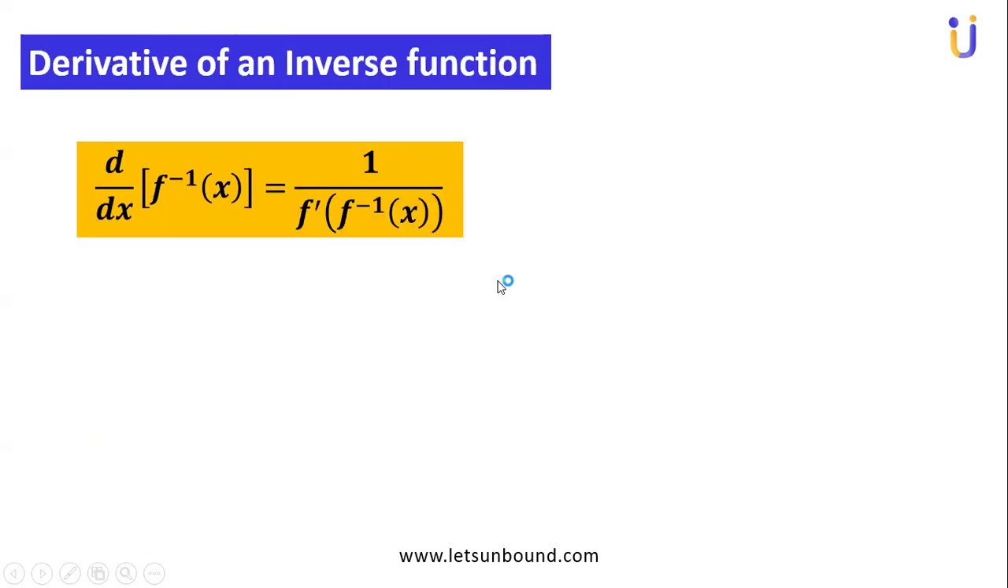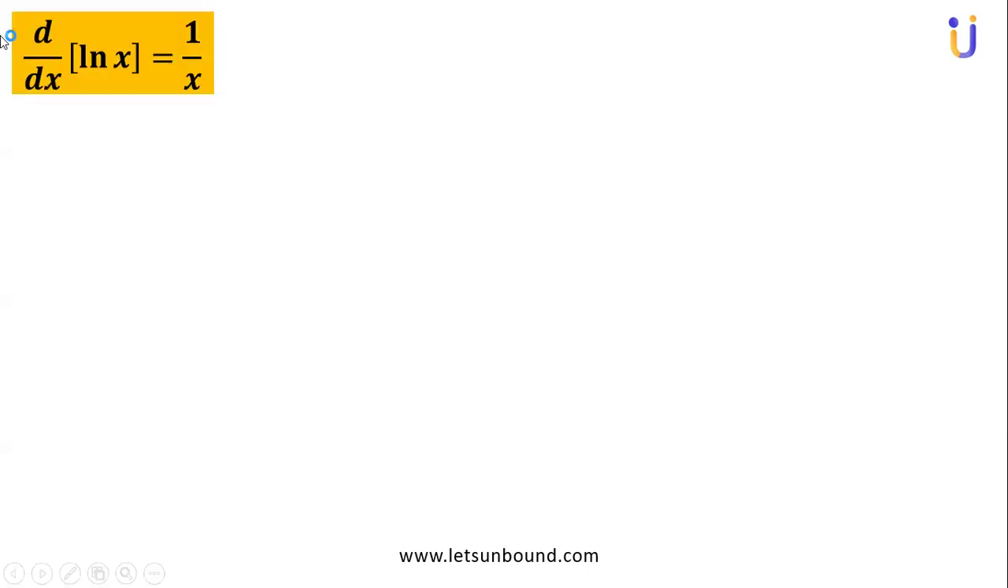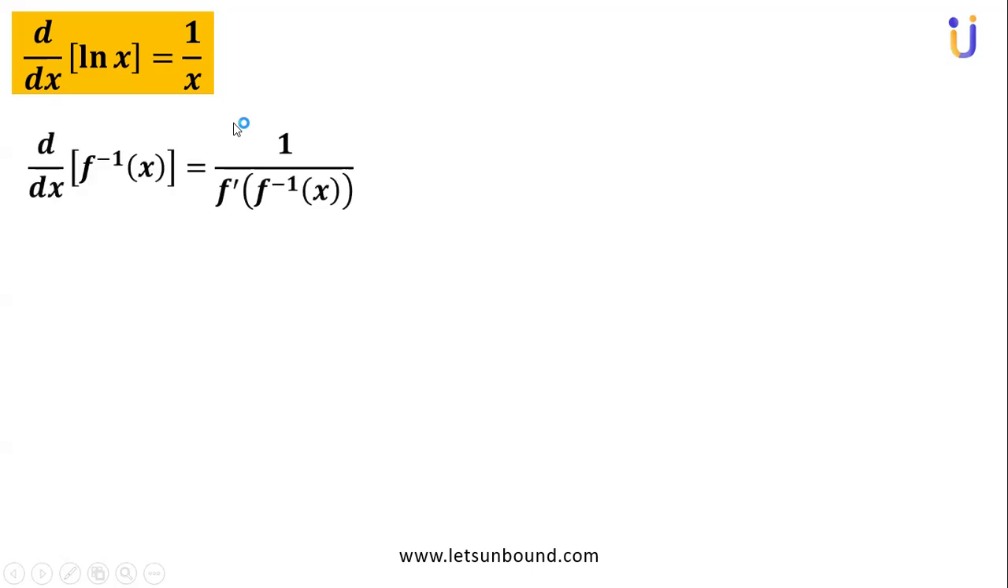Now, how to differentiate the inverse function? d by dx of f inverse of x is, this is the rule, 1 by f dash of f inverse of x, right? So 1 by f dash of f inverse: f dash and f inverse get composed. Let's understand this with an example. d by dx of ln x is 1 by x, we know. Actually, I'm going to apply the inverse differentiation here.